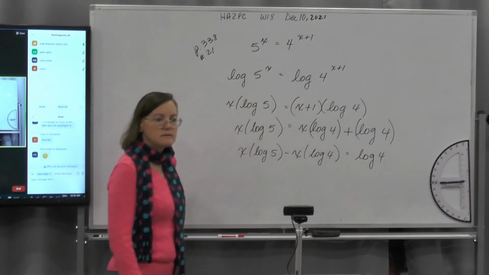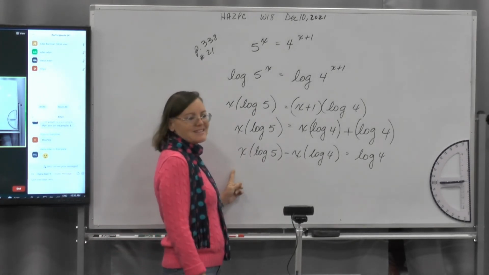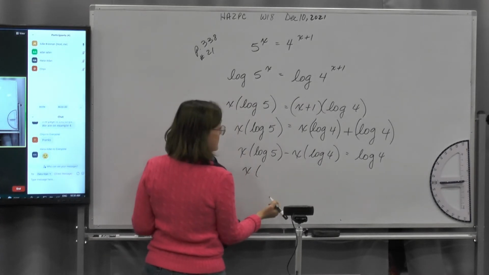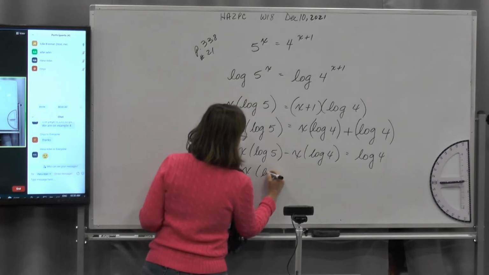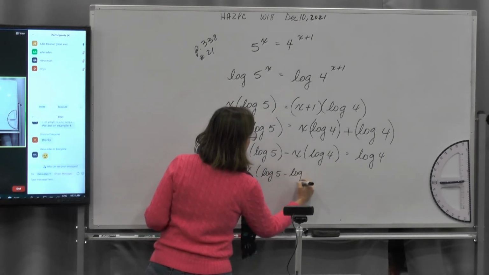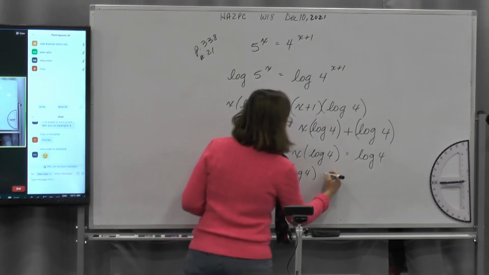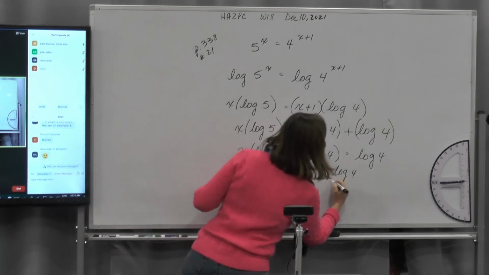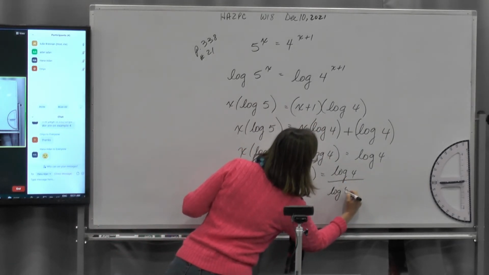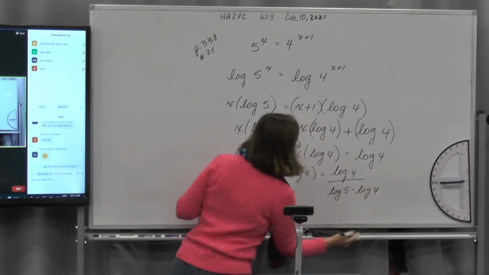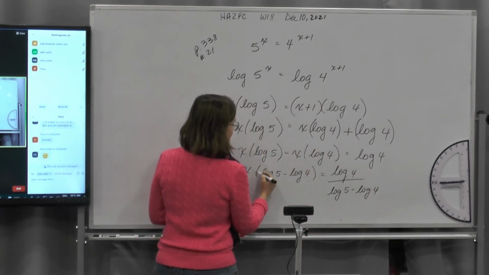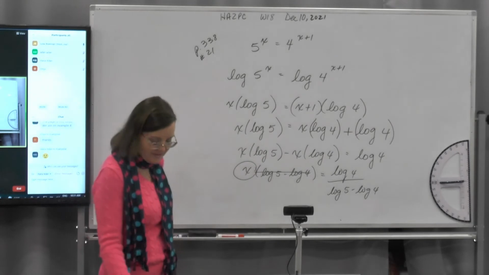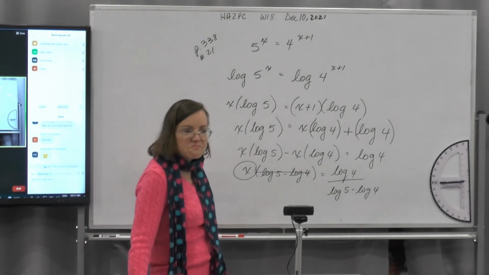It's distribution. Well, now I can factor the x out. So I could say x times log 5 minus log 4. I don't give you tons of these because they're tedious. And then to get rid of that factor, I divide by log 5 minus log 4. So now I finally have x isolated. Now let's just pull out a calculator.